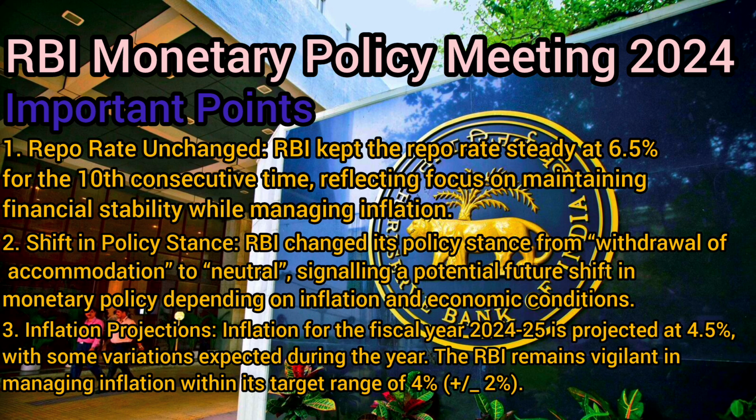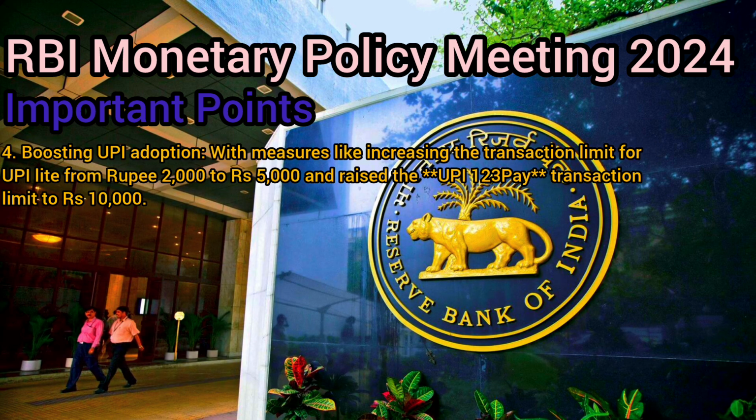Point 4. Boosting UPI adoption with measures like increasing the transaction limit for UPI Lite from rupees 2000 to rupees 5000 and raising the UPI 123 Pay transaction limit to rupees 10,000. UPI Lite is a feature designed for quick, low-value transactions without needing an internet connection. It allows users to make small payments seamlessly.